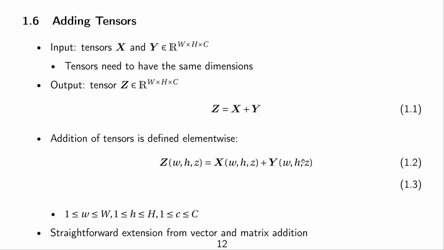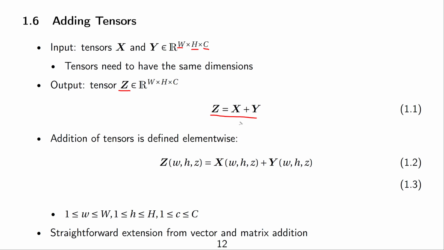One is the operation of adding tensors together. What we have are 2 input tensors, x and y, that have exactly the same shape. They need to agree in width and height and the number of channels. The output is a tensor z that also has exactly the same shape as the 2 input tensors x and y. Basically, the whole operation is straightforward.